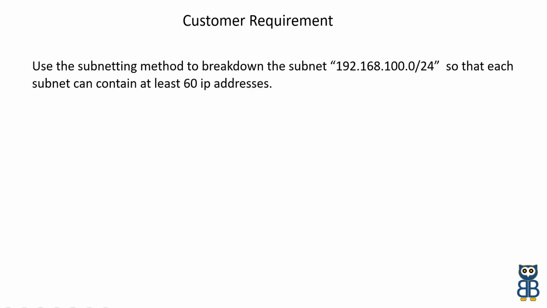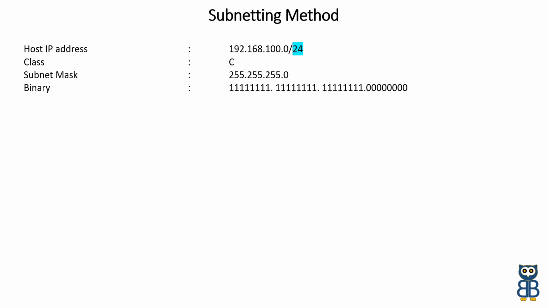Well, let's check whether we have received enough information from the customer or not. We have a subnet ID which is 192.168.100.0. It has a CIDR value of 24 for the subnet. We have information of the hosts count for the new subnets, which is 60.